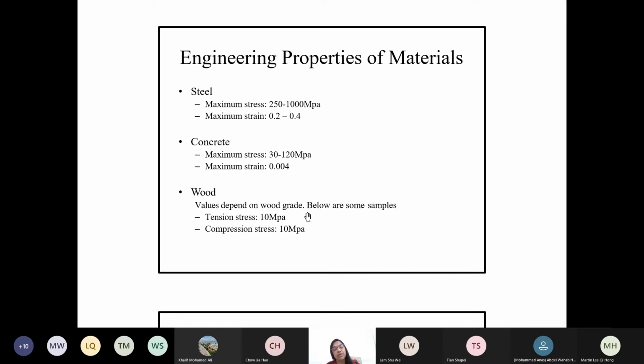Wood values depend on wood grade. Different types of wood behave in different ways: bamboo, balsa, timber, and different types. Below are some of the examples. Tensile stress is 10 megapascals. Commonly, common wood on average should be 10 megapascals. Compression can again be 10 megapascals. So here they are all different, but in this case, wood is behaving in the same way for tension and compression.